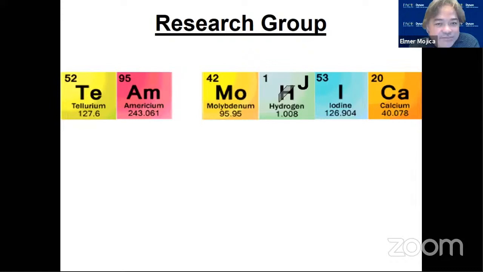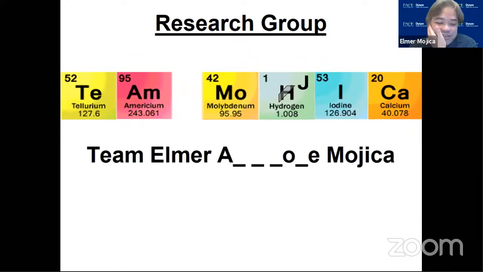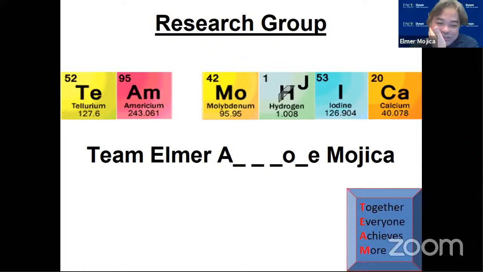So I have an active research group that is made up of almost all undergraduate students. And we always call ourselves the team, okay? We always joke about the meaning of TEAM, which is just Team Elmer A. O. E. Mojica. So we say, if the students like me, you could say it's awesome. And if the students don't like me, there's also a seven-letter word that has the A, N, O, and E in it. Okay, but what I usually do is I ask my team to work together.